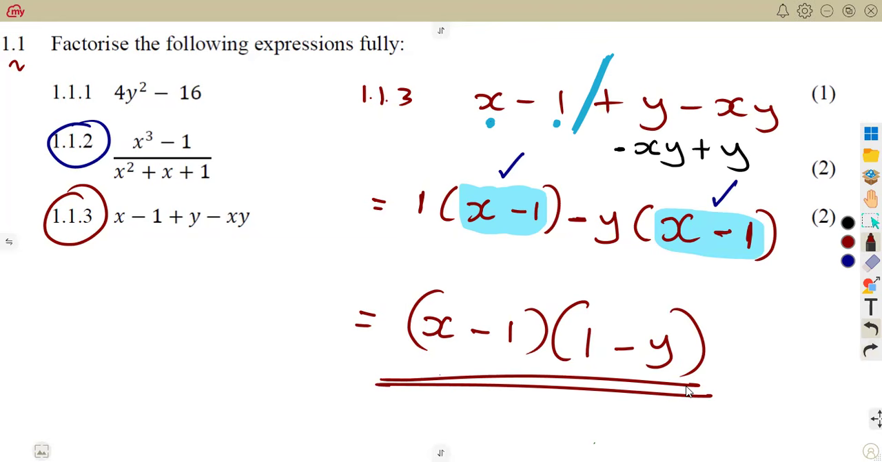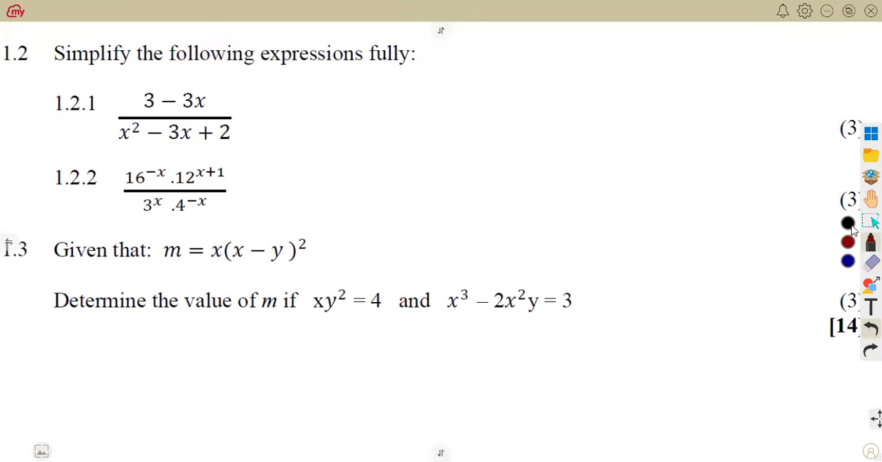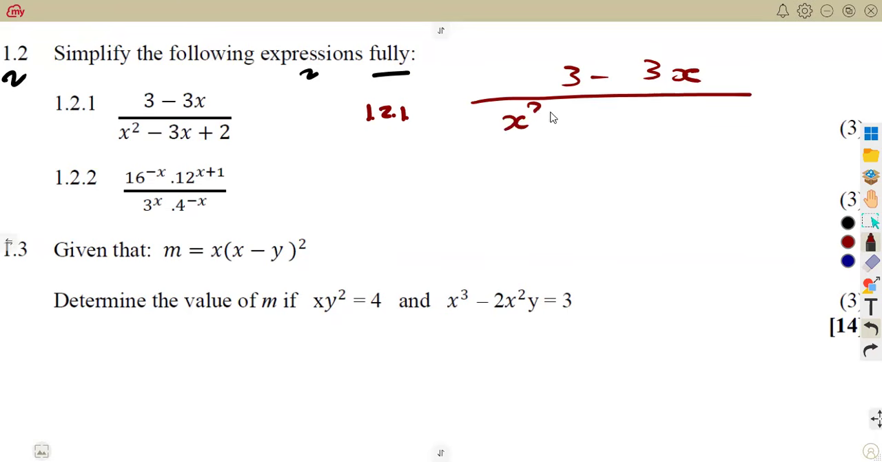So let's revise, guys, as many questions as we can. Also, like I said, the simplification can actually be done in different ways depending on your understanding. All right, considering question 1.2, simplify the following expressions fully. Again, just like what we had in the previous case, that's 1.2.1. This is 3 minus 3x, all over x squared minus 3x plus 2.